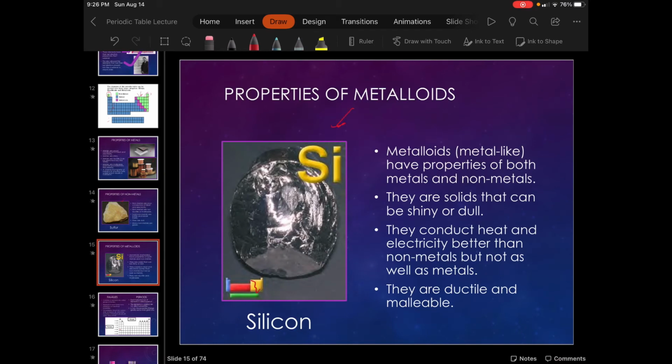Here we have silicon, one of the most famous metalloids. Metalloids are metal-like. They have properties of both metals and nonmetals. They are solids that can be shiny or dull.